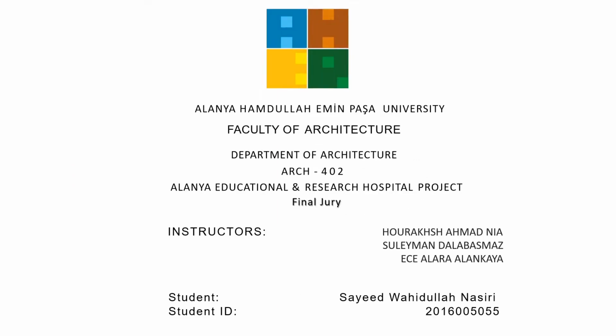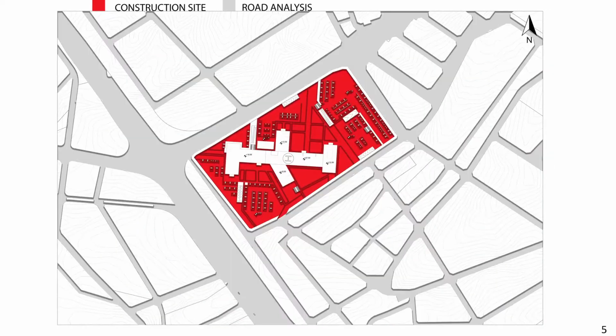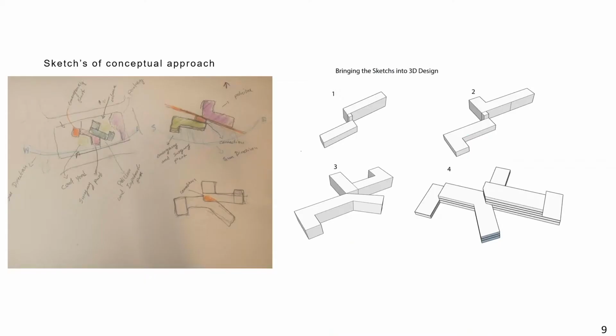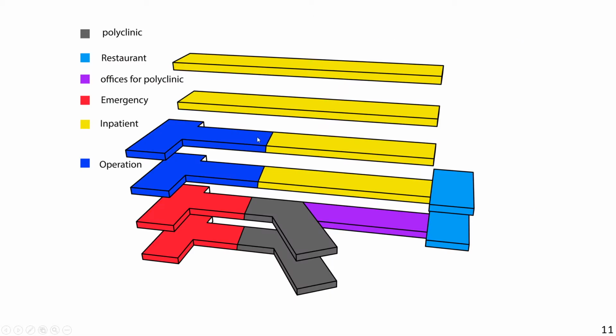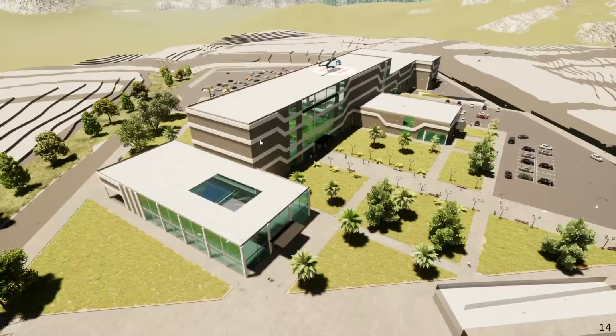I'm going to talk about my project, Education and Research Hospital. This is the content page, some information about site analysis. This is my sketch of my conceptual approach and how I brought it into 3D. This is my design process from the very beginning of the project to the end. This is the form diagram of the building. This is the structure diagram, and here are some pictures from the 3D.